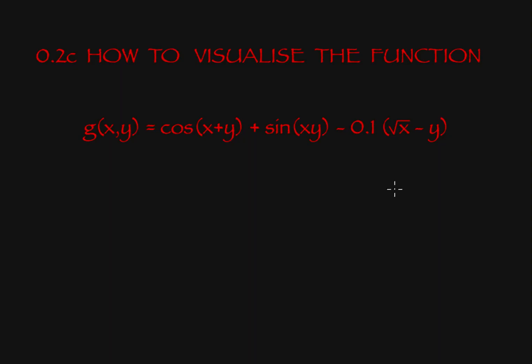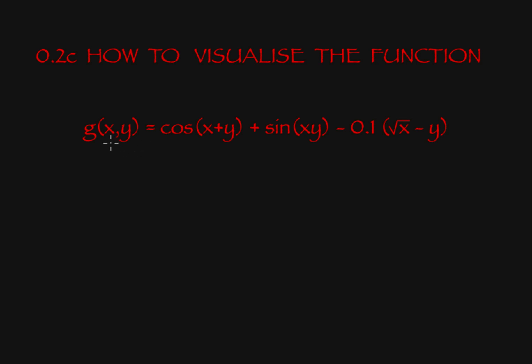In this lecture we will visualize the following function: g of x, y equals cosine of x plus y plus sine of x times y minus 0.1 times the square root of x minus y. As you can see, it is a function that goes from a subset of R squared to R. The codomain is R, and it is a subset of R squared because of the square root of x. So the square root of x will not have as an image a real number unless x is non-negative.